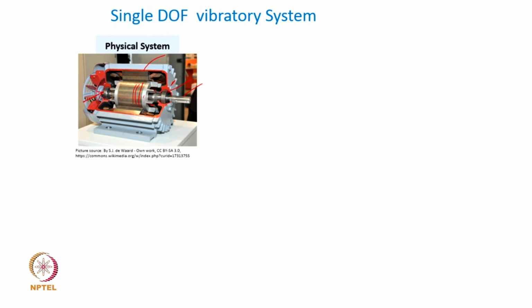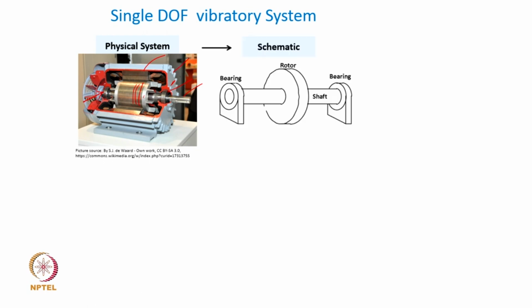So, if I want to model this as a vibratory system, as a first approximation, I may assume that this is absolutely rigid, and if this is treated as rigid, the vibratory system schematic of it can be a rotor mounted on a shaft supported in these 2 bearings, as I showed you in the picture here, and that becomes the first level schematic. It is a very simplified model, but to start with we can get started with this type of a model.